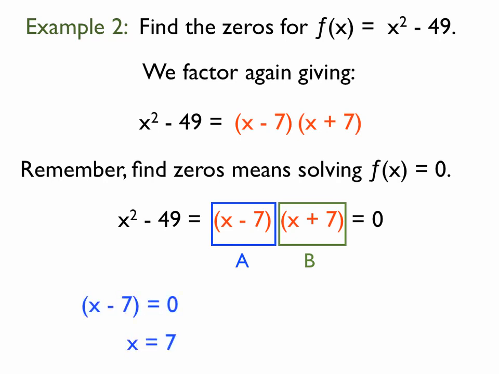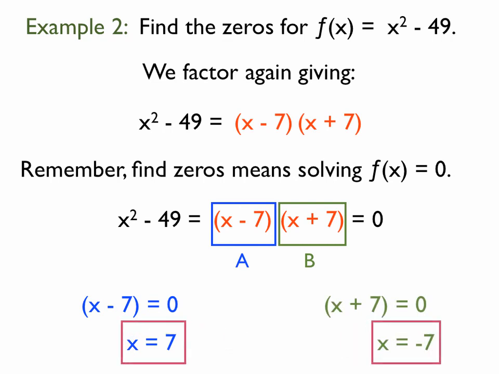We set each of those equal to 0. So each factor is set equal to 0. We get x minus 7 equals 0. Solving, we get x equals 7. And then our second factor is set equal to 0, which is x plus 7 equals 0, and we get x is equal to minus 7. So the solutions, or the zeros for my function, f of x equals x squared minus 49, are 7 and minus 7.